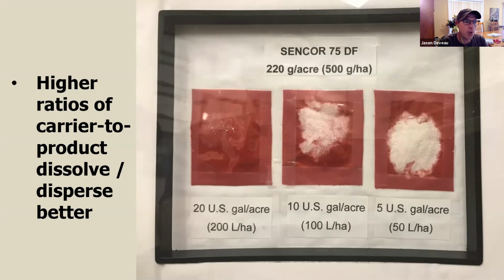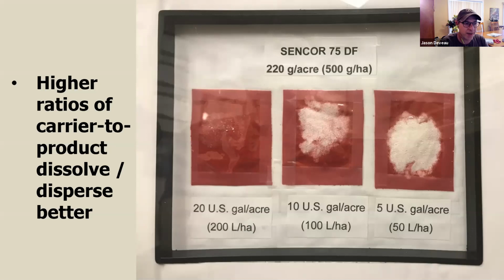And then we poured the resulting solution, after we thought it was as dissolved as it was going to get, through a red t-shirt. And we just cut the little swath out and put it on the frame. And look what you get. At 20 gallons per acre, where there was enough water to dissolve the carrier, even though we agitated it, we still filtered out some chunks.